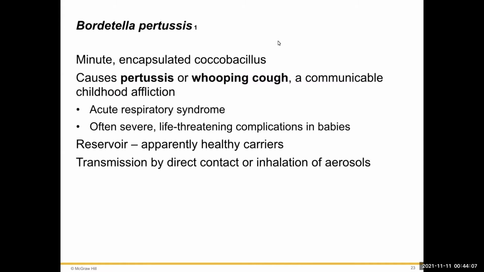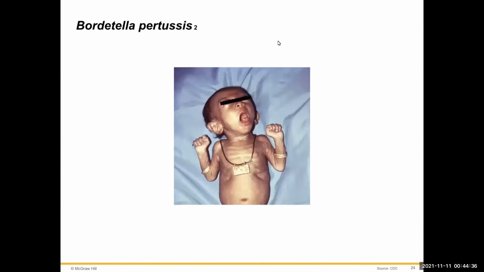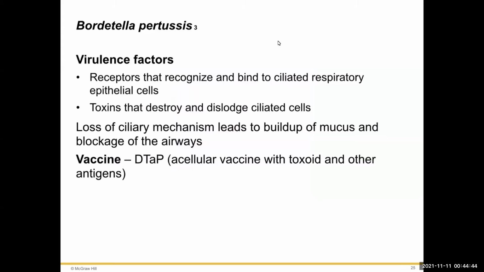Bordetella pertussis is minute, very small. It's an encapsulated coccobacillus that causes pertussis, or what's called whooping cough. It's a communicable childhood affliction, an acute respiratory syndrome, often with severe and life-threatening complications in babies. The reservoir is in apparently healthy carriers, so healthy adults usually carry it. Transmission is by direct contact or inhalation of aerosols. You can see the expansion of the lungs, even the rib cage, as they try to expand to take breaths. They're coughing from the whooping cough, pertussis.